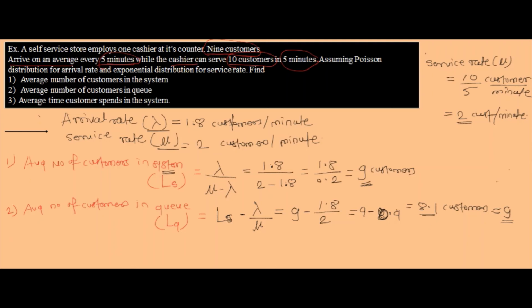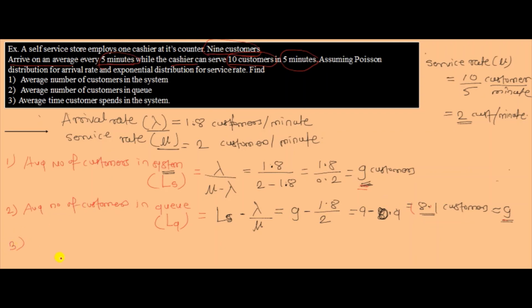Then there is a third question that has been asked. See, you might feel here that the average number of customers in a system is 9 and in a queue also 9. But it is not like that. Actually, it is 8.1. It means 8 customers are there in a queue and 1 customer is there in a queue for only 10% of the time, and for the remaining time he will be at the service station. So that is the meaning of it.